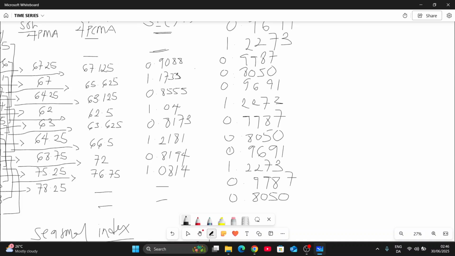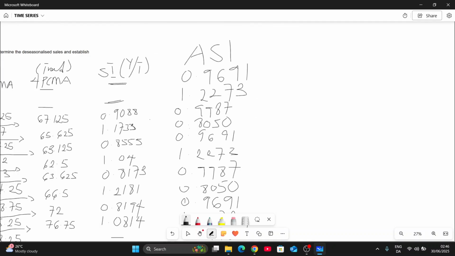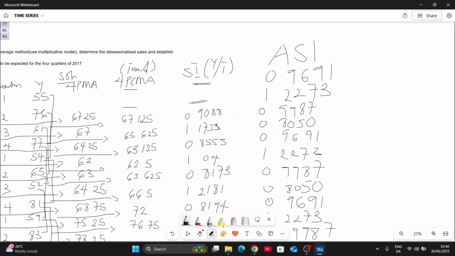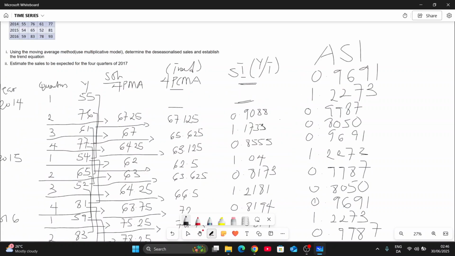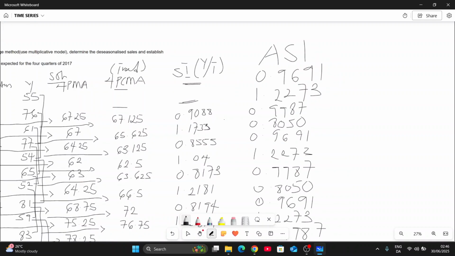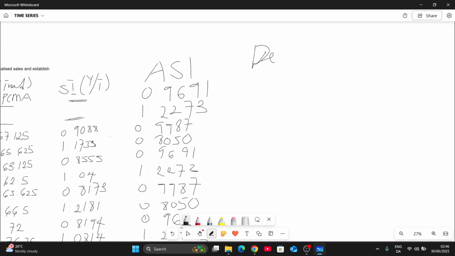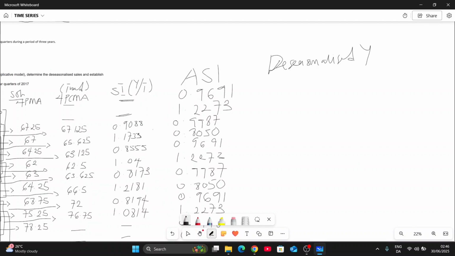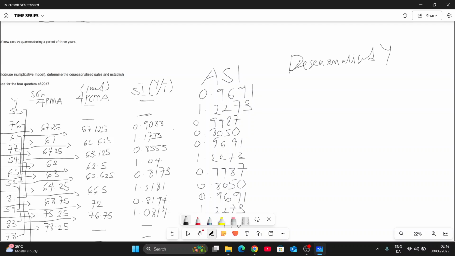So when you are done finding the adjusted seasonal index, we need to deseasonalize our data. How do you deseasonalize our data under the multiplicative model? It's your actual data divided by the ASI. And now let's find our deseasonalized Y values. The deseasonalized Y value is given by your actual divided by the ASI.